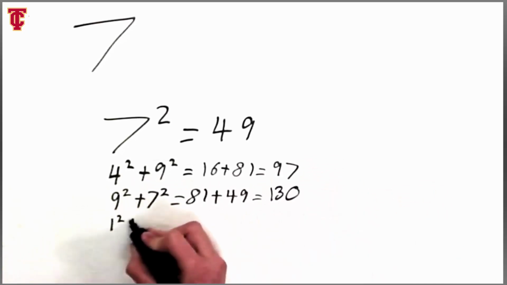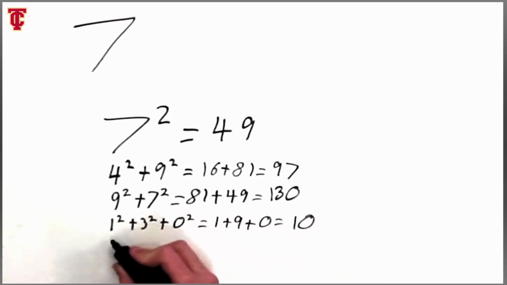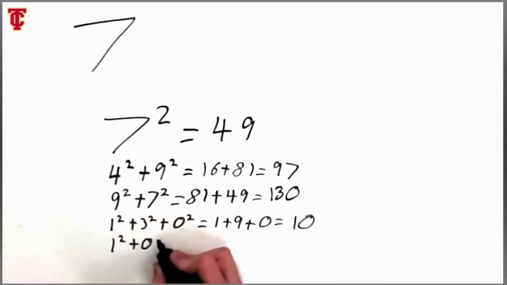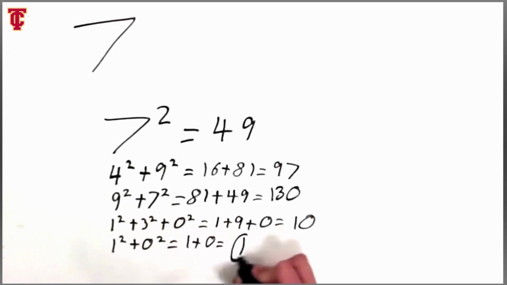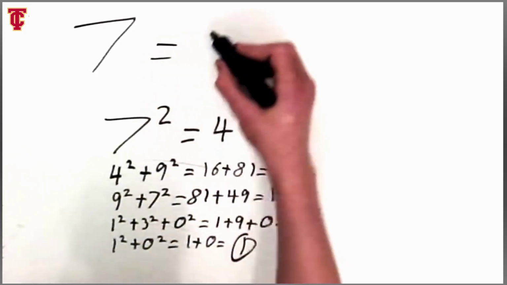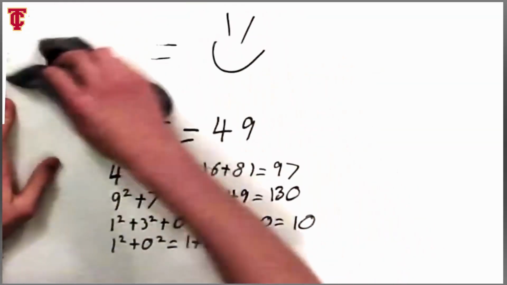In the first course, we get 97. The second course, we get 130. And the third course, we get 10. And then we get, guess what? We get 1. So 7 is a happy number. It took a while for us to go through all the iterations to find out that 7 was happy, but 7 is a happy number.